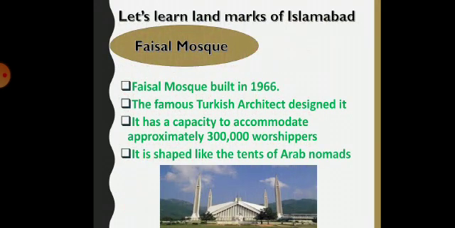Let's talk about its important landmarks. First is Faisal Mosque. Faisal Mosque was built in 1966. It has a capacity to accommodate approximately 3 lakh worshippers. It is shaped like the tents of Arab nomads.